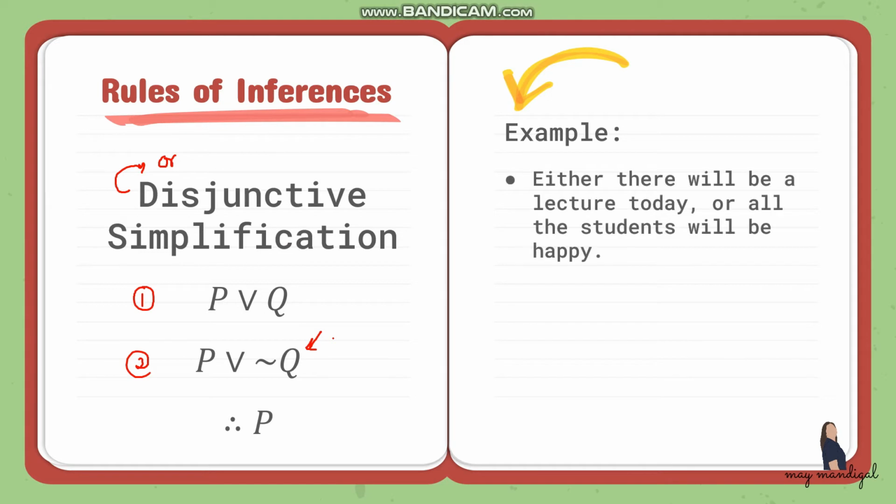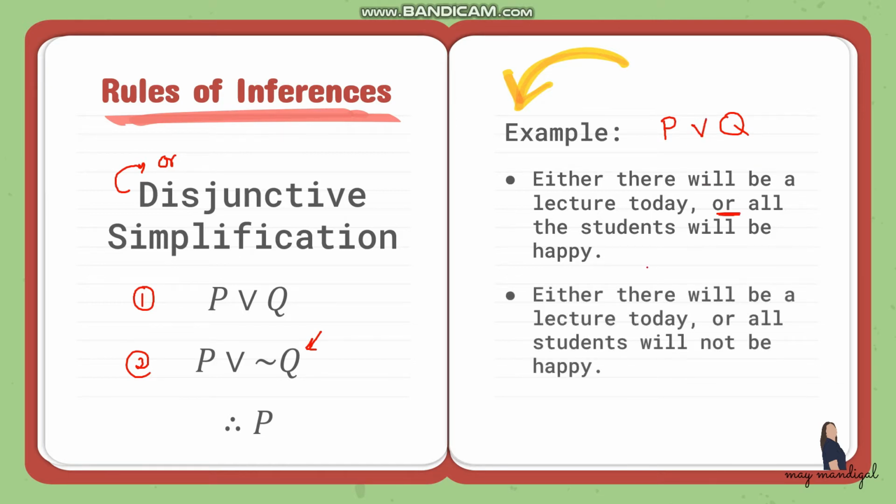Example, either there will be a lecture today or all the students will be happy. So there will be a lecture today is P. All the students will be happy is Q. So either there will be a lecture today or all the students will be happy. Second premise is that either there will be a lecture today or all students will not be happy. So what we have here is P or not Q.